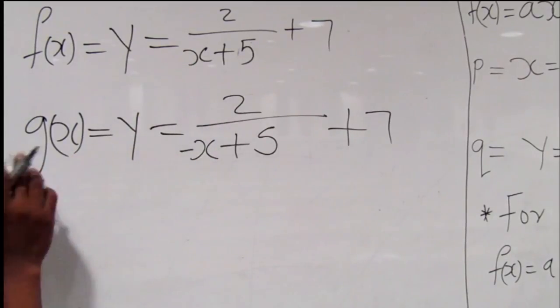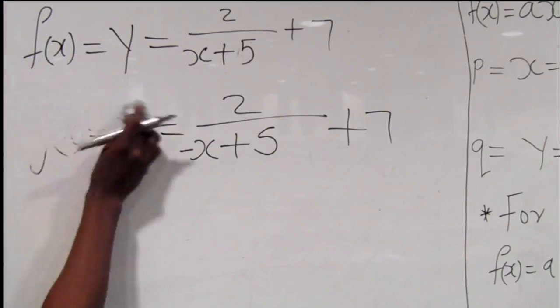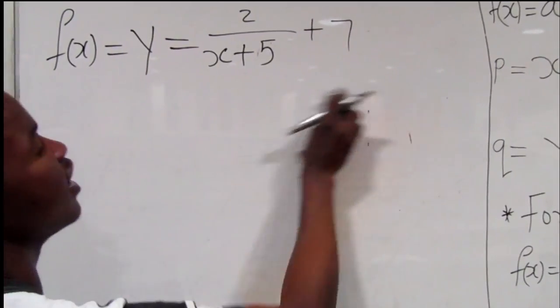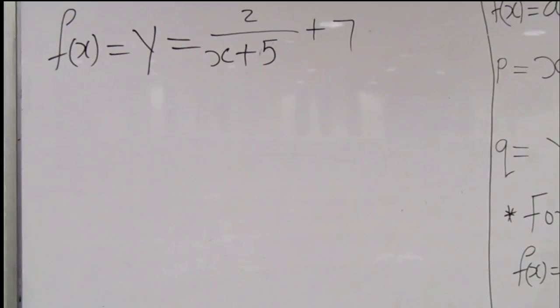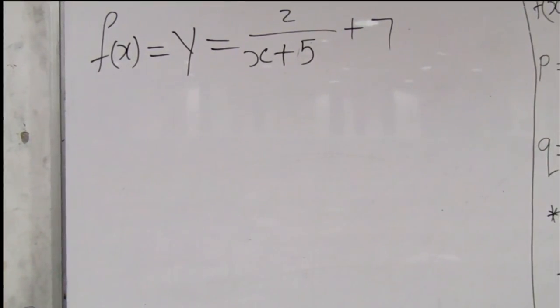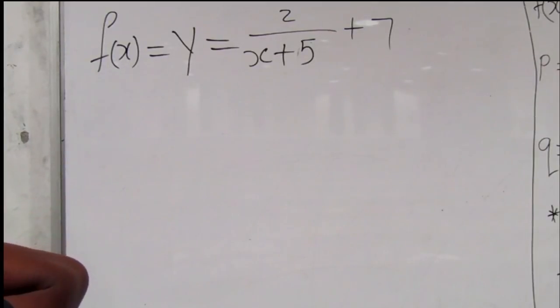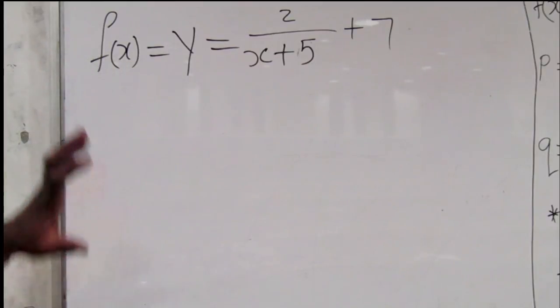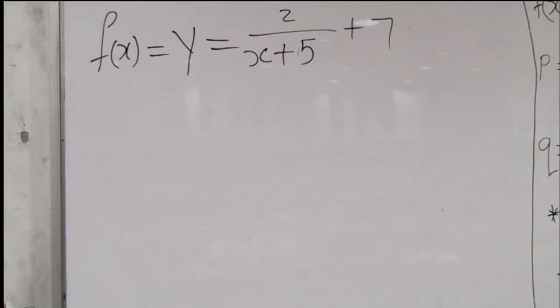And again, let us make an example. Let us take that we are given the very same function f of x again, and they say we must determine g of x when it is reflected along the x axis. When it is reflected along the x axis, we need to note that our y has to be negative. So f of x is equal to y, and g of x again is going to be equal to y, when f of x is reflected along the x axis.